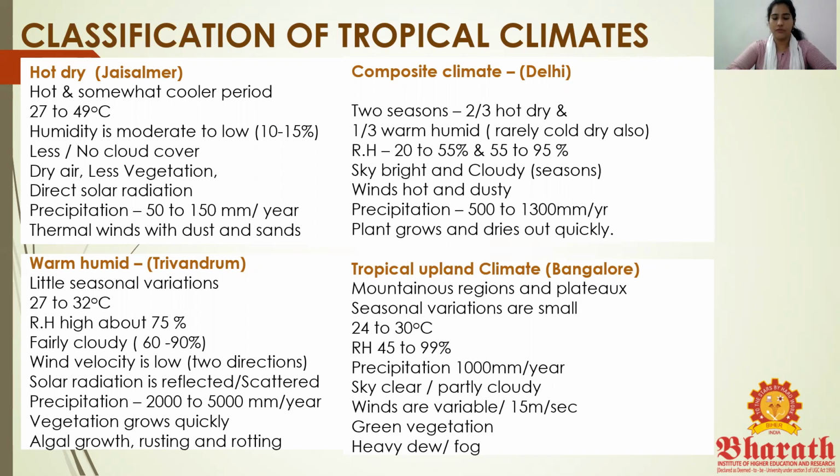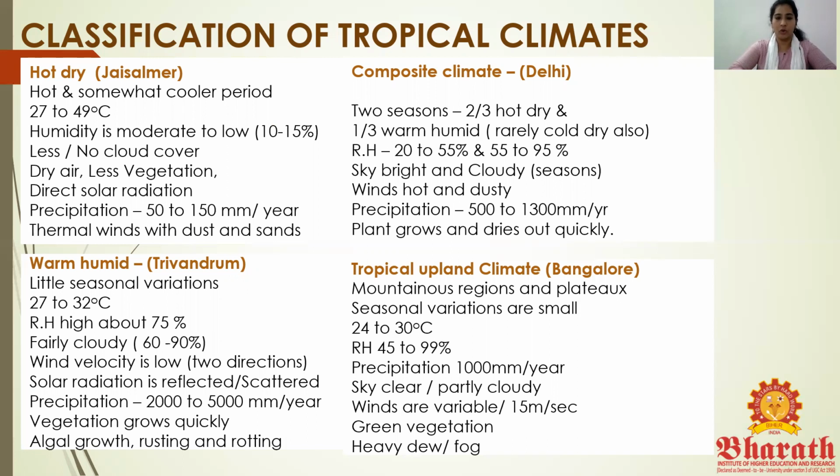When taking into consideration the warm and humid Trivandrum, that's more of a coastal region, where we are from, you have very little seasonal variation, at 27 to 32 degrees Celsius. Your RH is high, about 75%, and it is fairly cloudy. The wind velocity is low and usually comes from two directions. The solar radiation is reflected or scattered. The precipitation is from 2000 to 5000 mm per year. The vegetation grows very quickly, and the algae growth, rusting and rotting are also very high. So this is the overall climate in the warm and humid areas like Trivandrum, more on the coastal side.